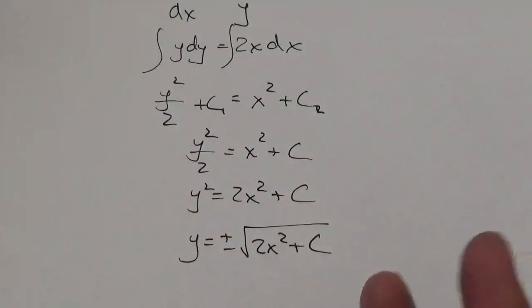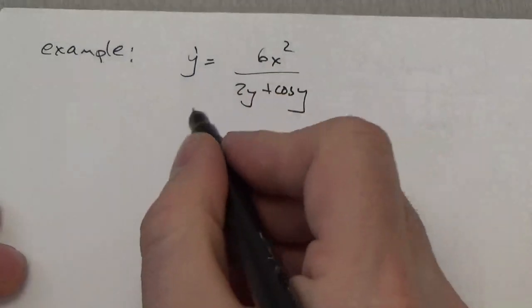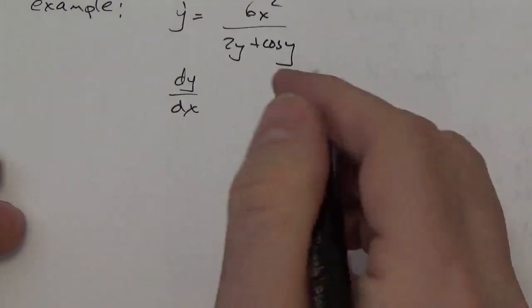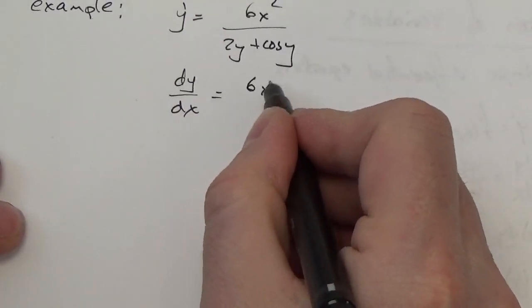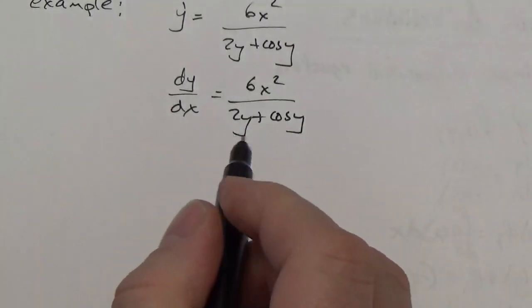But that's what we mean by separation of variables and then finding the antiderivative. Okay, here's another one. So I've got a y prime there, so what I want to do to make my life easier is I'm going to rewrite that using this notation. So 6x squared over 2y plus the cosine of y is going to equal dy over dx.